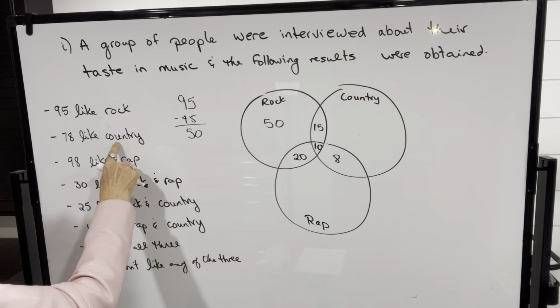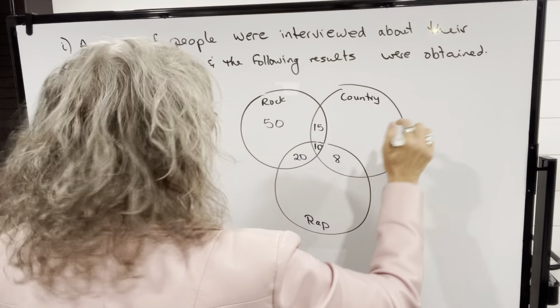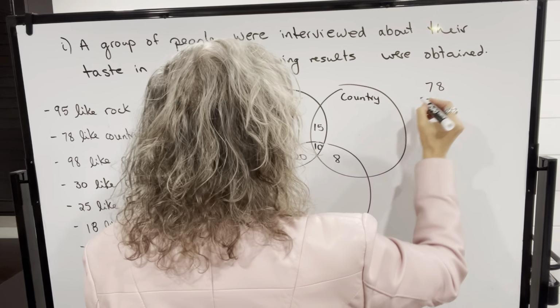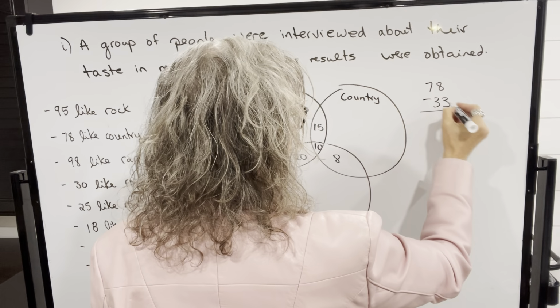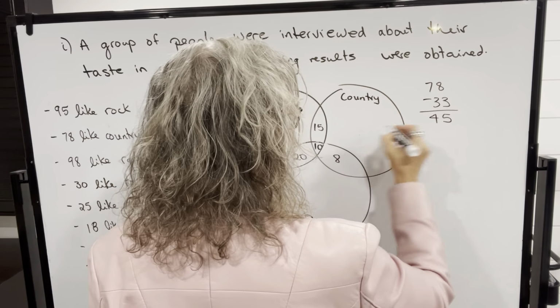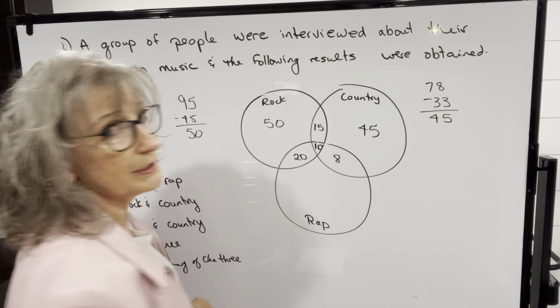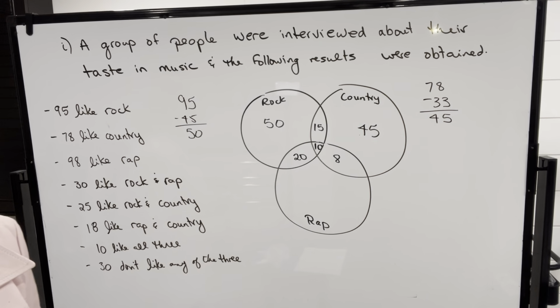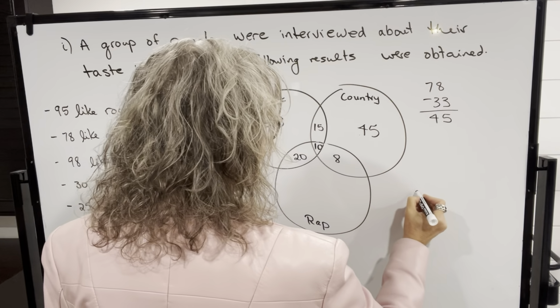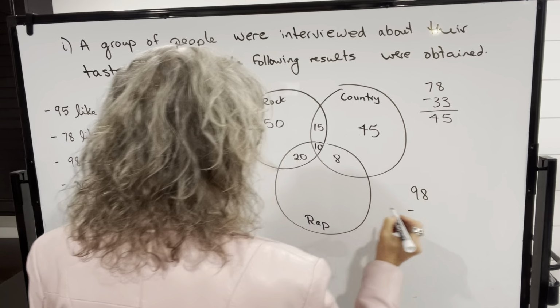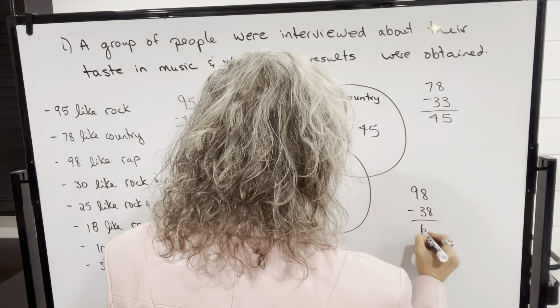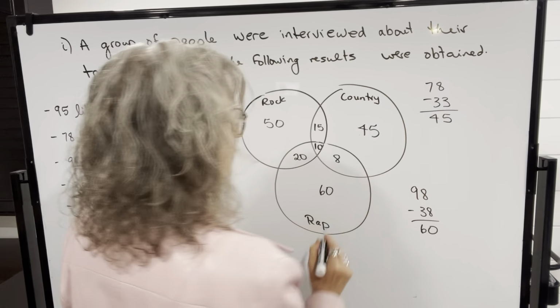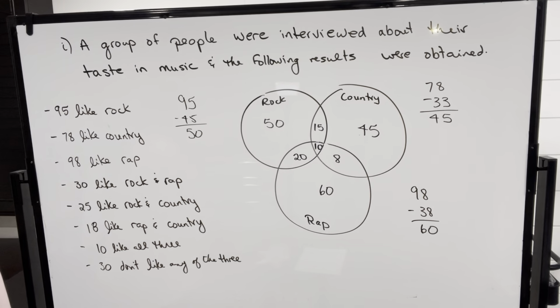We're going to do the same thing for country. If 78 like country, we're going to subtract 25 plus 8 is 33 to get 45 people that like country alone and not the other styles of music. We do the same thing for rap. Rap is 98, and we're going to subtract 38. So that means there are 60 people that only like rap, they don't like the other styles of music.